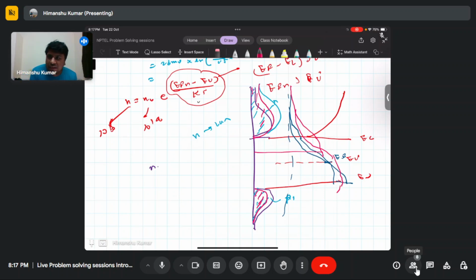Is that clear? That's why it should move up, to maintain that equilibrium statistics.